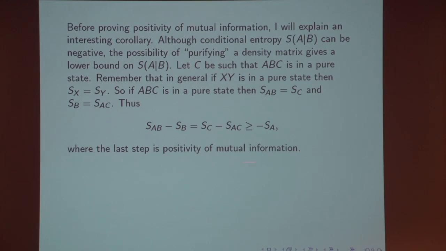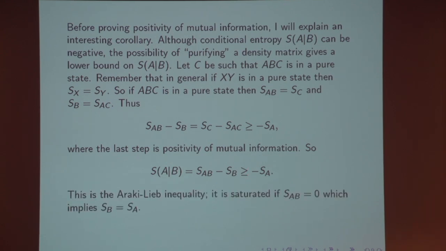But positivity of mutual information says that SC minus SAC is equal to or bigger than minus SA. If I moved the minus SA to the left, I'd have the mutual information between A and C, and that's non-negative. So the conditional entropy doesn't have to be positive as it is classically, but it's bigger than minus SA, which is called the Araki-Lieb inequality. It's saturated if SAB is 0, which, as we know, implies that SA equals SB. So what I've explained is a typical argument exploiting the existence of purifications.